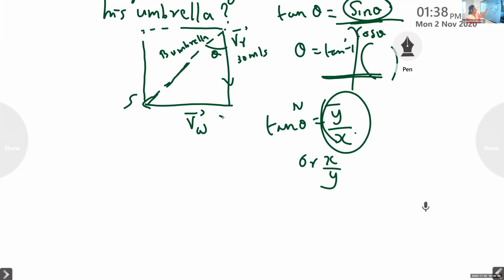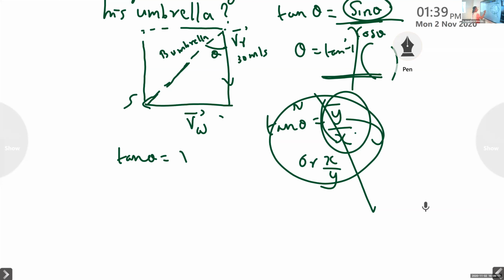So sin theta is going to be VW by this, cos theta will be VR by this. Therefore, if this is getting confusing, forget about this. You just follow that tan theta is sin theta by cos theta. That never changes. According to that, you take which comes to sin theta and which comes to cos theta. So we have to write it. Now tan theta is equal to VW by VR.